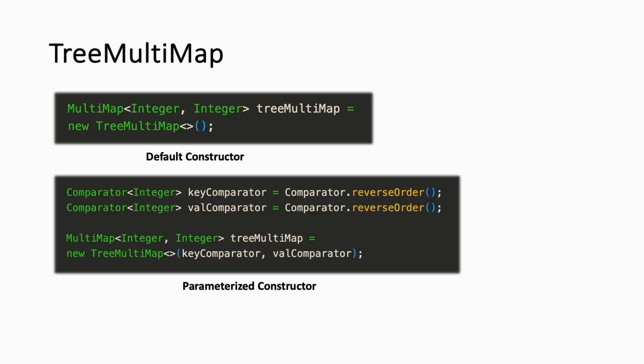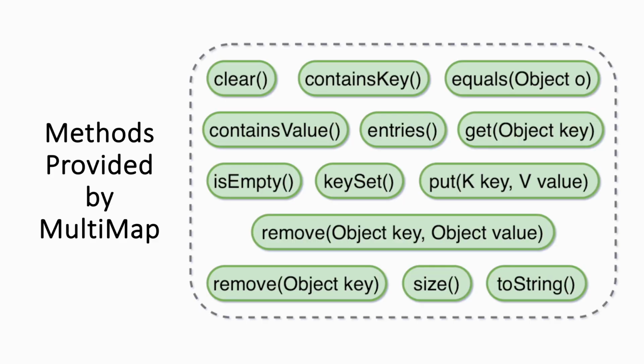As shown in the diagram below, the default constructor is an easy way to create an instance of the TreeMultiMap. For the parameterized constructor, we need to provide it with a key comparator and a value comparator. These will be used to store the keys and the values in the order which the comparators specify. This diagram shows us several methods for querying, modifying, and bulk operations which are provided by all the three implementations of MultiMap. These methods ensure that the multimap can be used effectively in various applications.